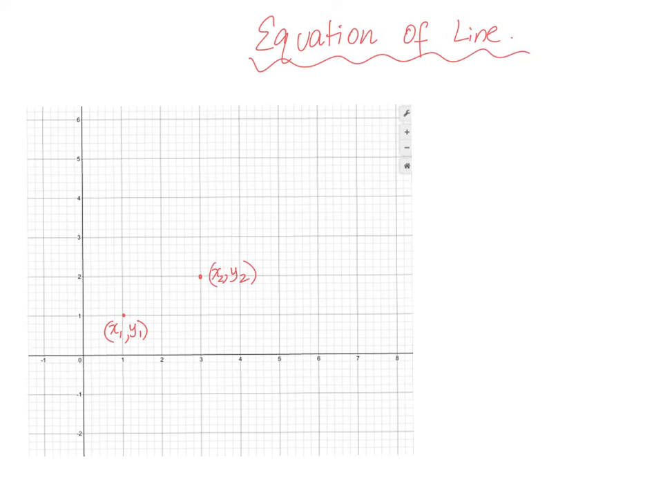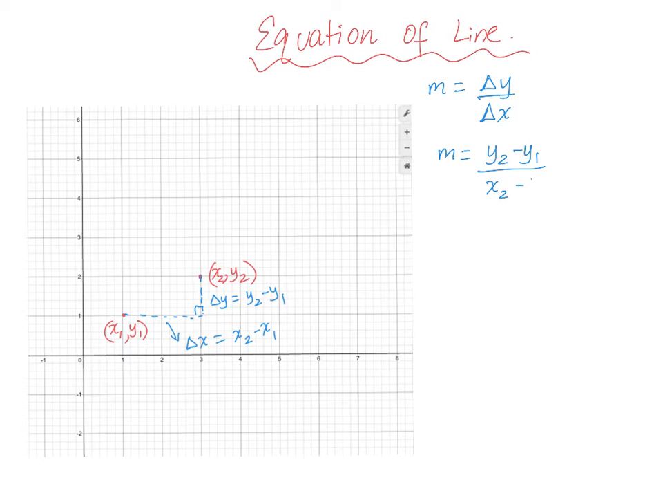So what would our slope be? Again, we use the right angle triangle. So this change would be from y1, it's gone to y2, so it's y2 minus y1. And here delta x would be from x1, it's gone to x2, so let's subtract. So our slope would be x2 minus x1.